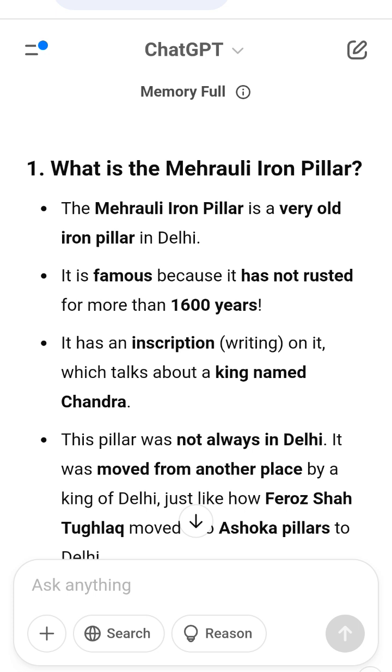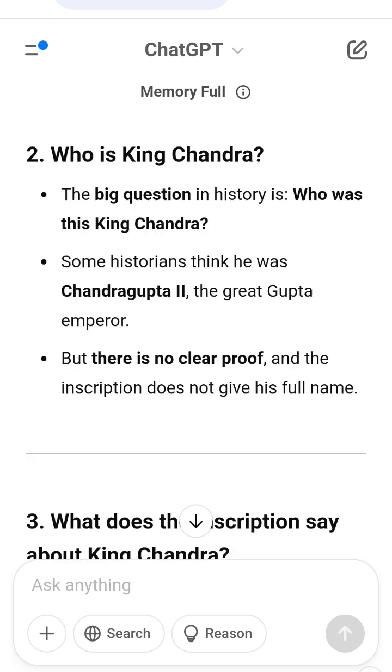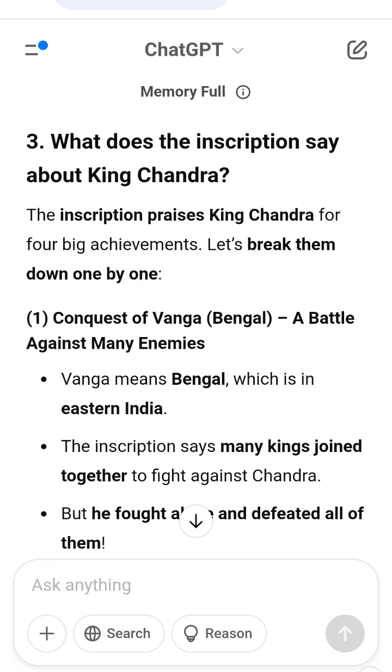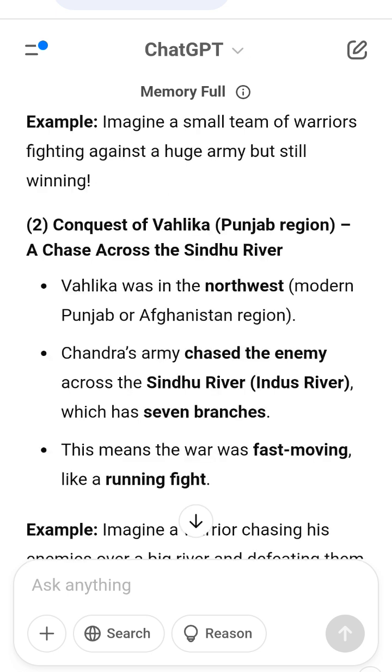5. Who moved the pillar to Delhi? The pillar was originally not in Delhi. A king from Delhi later moved it to its current place. We do not know exactly which king did this, but it was likely a ruler from the Delhi Sultanate. Feroz Shah Tughlaq, a Delhi Sultan, was famous for moving ancient monuments. He moved Ashoka's pillars, so maybe he moved this one too.